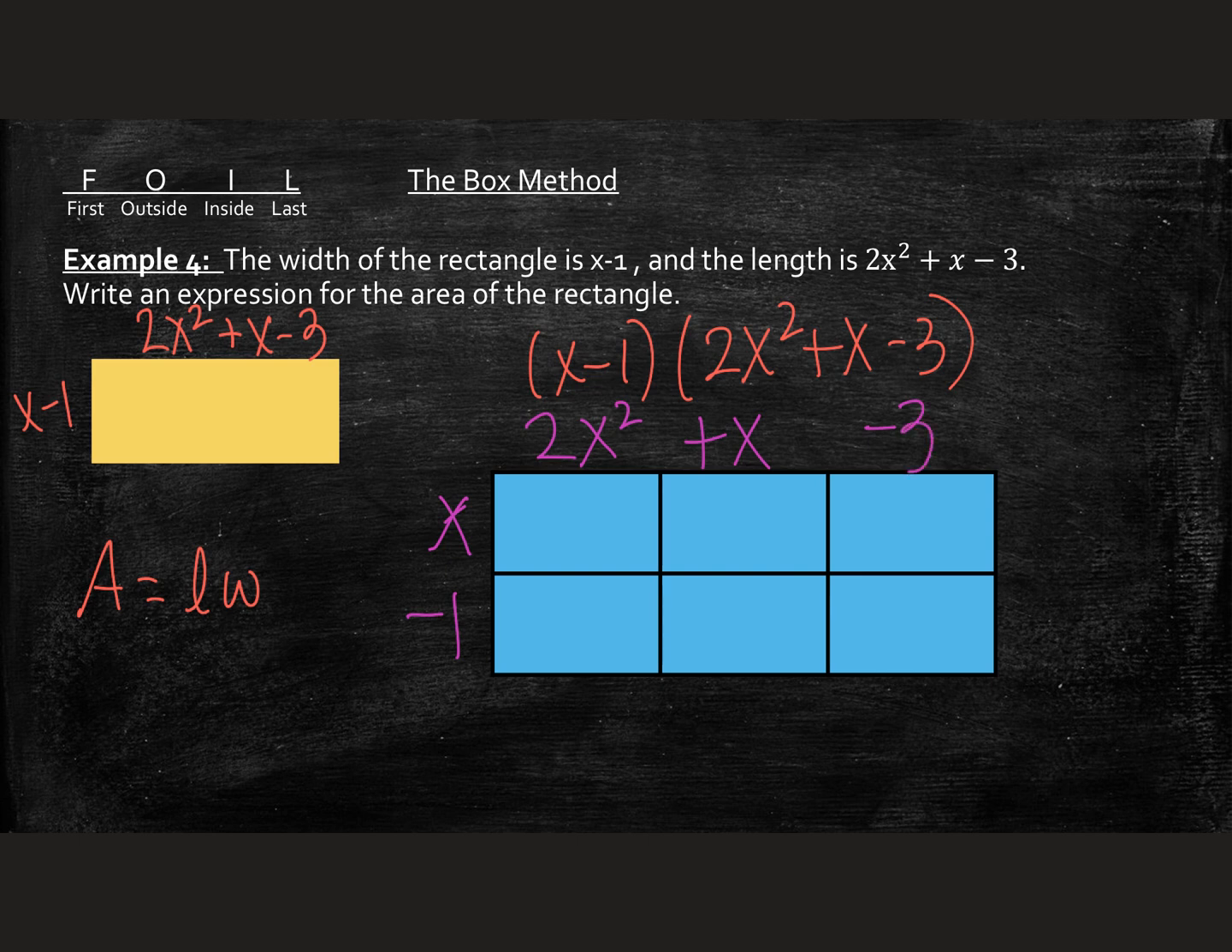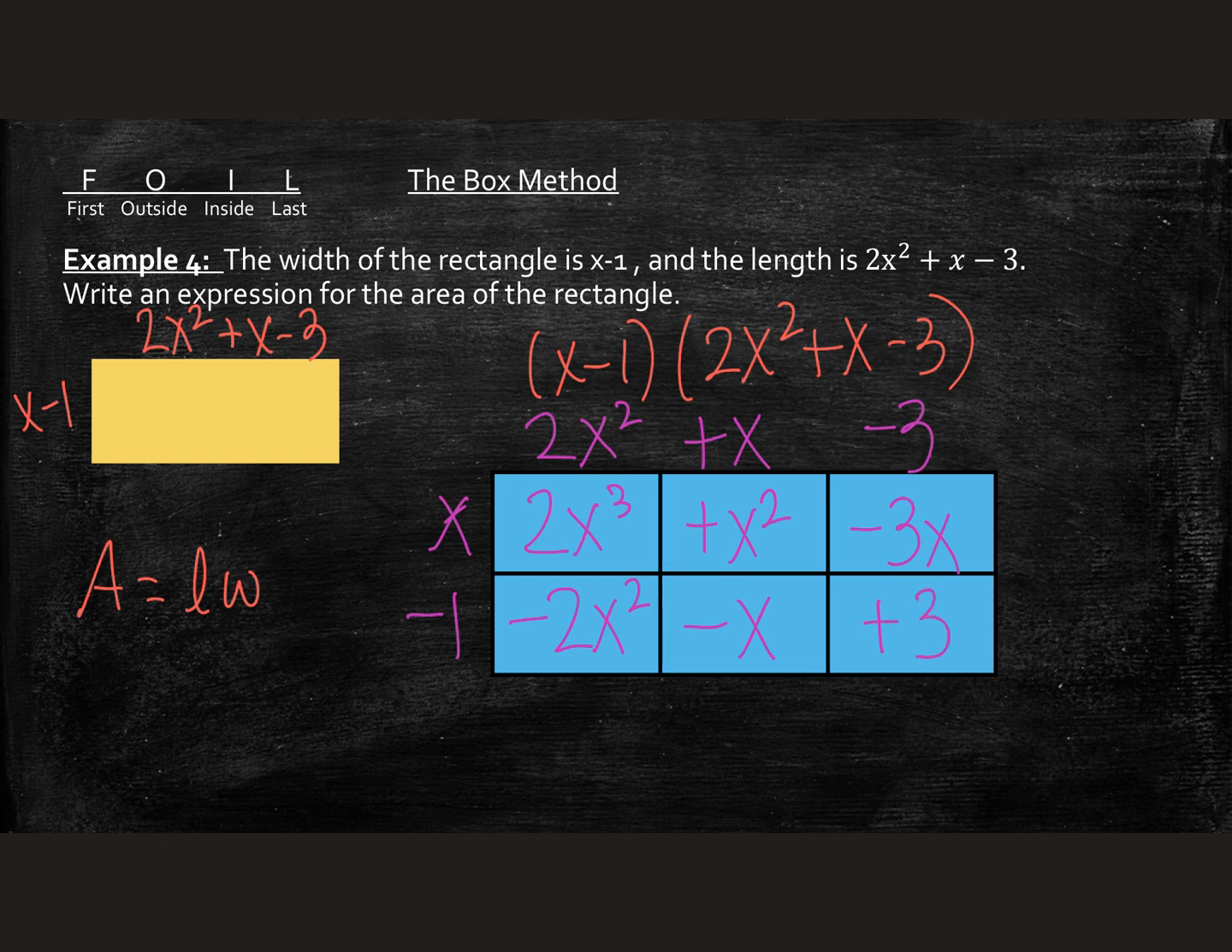So 2x squared times x is 2x to the 3rd. x times x is a plus x squared. And then negative 3 times x is negative 3x. Then we have 2x squared times negative 1, which is a negative 2x squared. We have x times negative 1, which is negative 1x. And then negative 3 times negative 1 is positive 3.